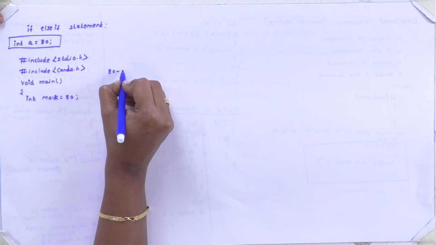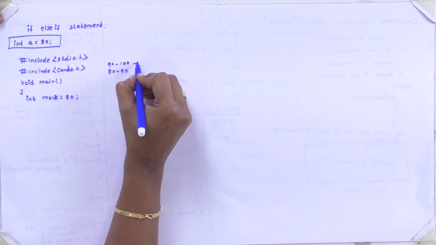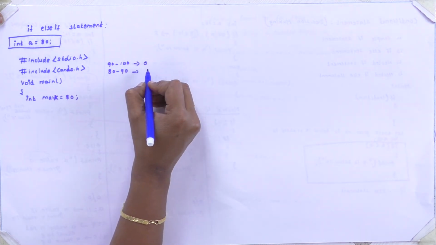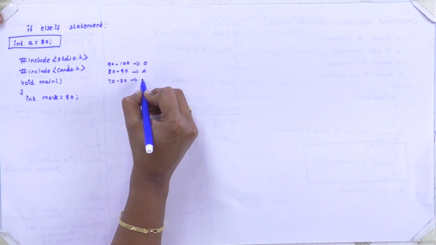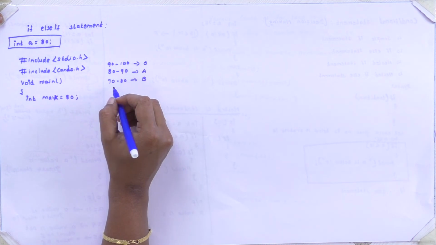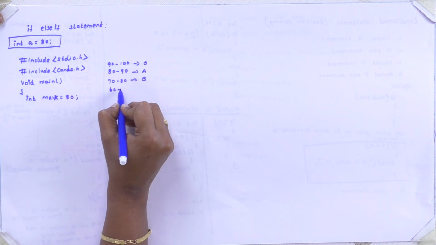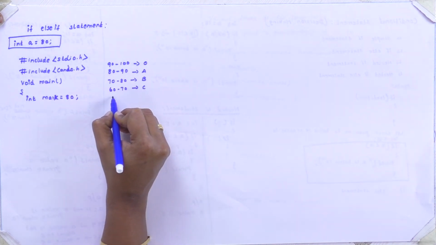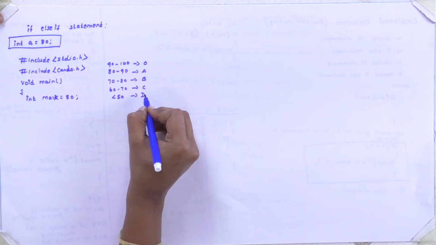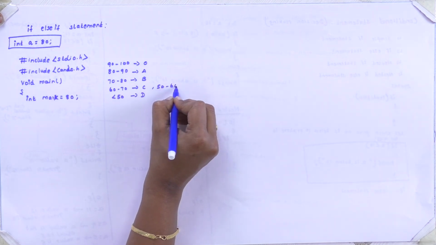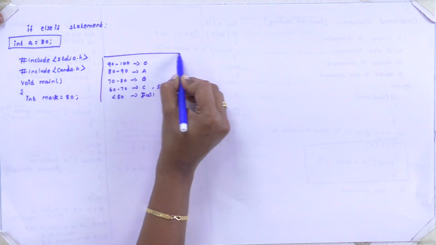If it is 90 to 100, he is O grade. 80 to 90 means he is A grade, and 70 to 80 means he is B grade, and 60 to 70 means C grade. 50 to 60 means D grade, and less than 50 means fail. So I am going to classify this grade.